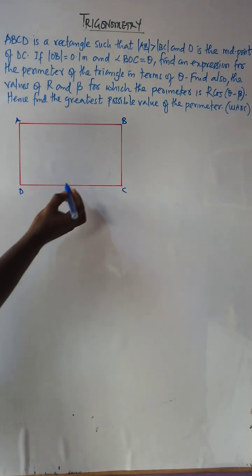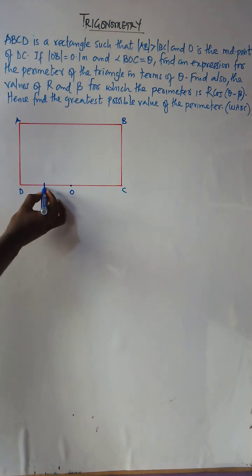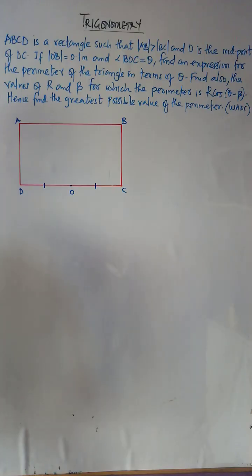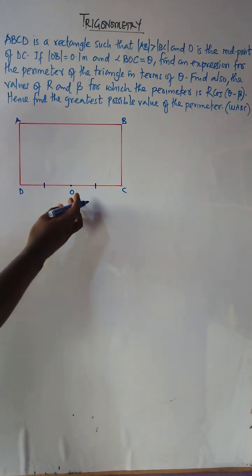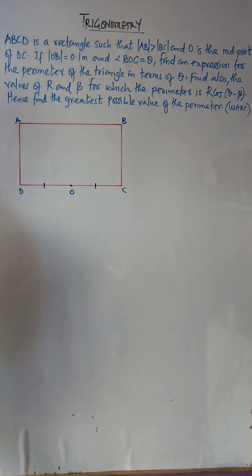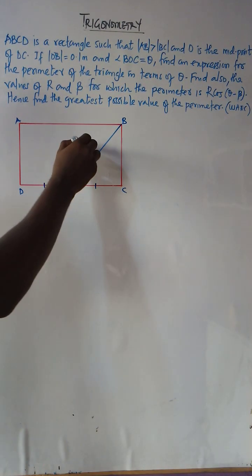So O is the midpoint. Midpoint O means DO and OC are equal. And we are told that OB is 0.1 meter. If OB is 0.1, where is it? You have to join O and B together. So this OB is 0.1 meter.